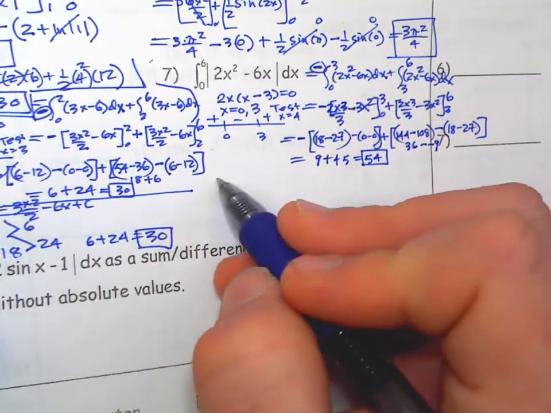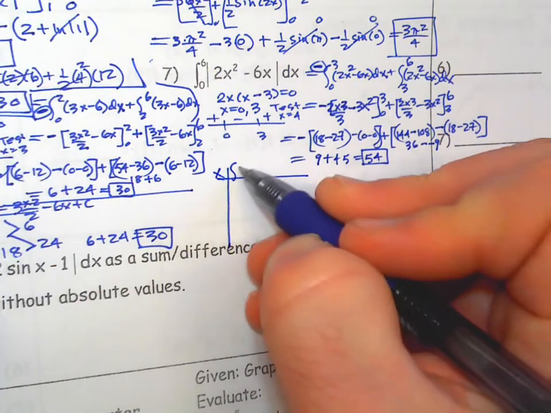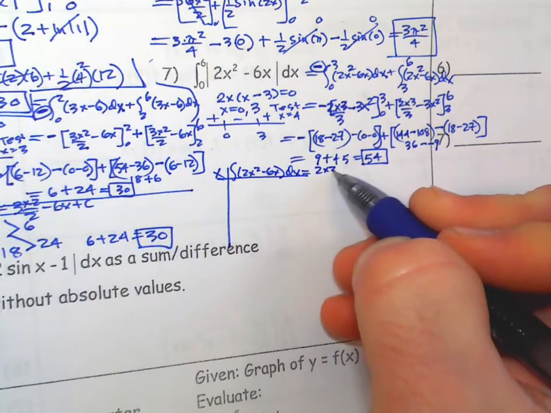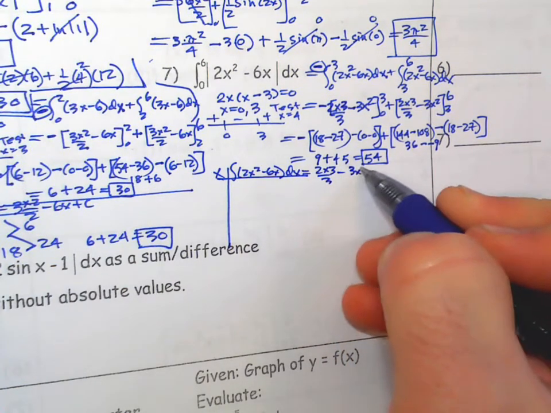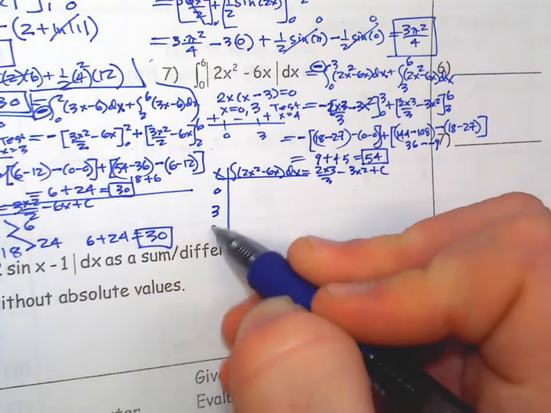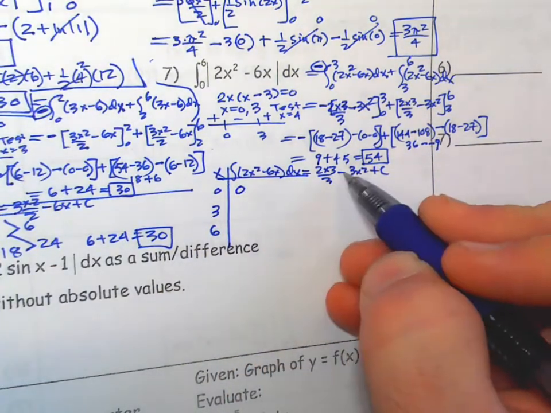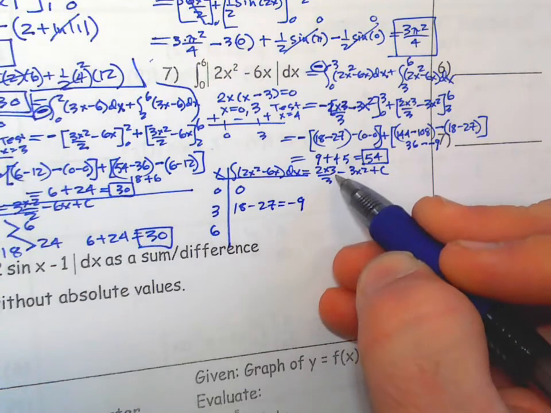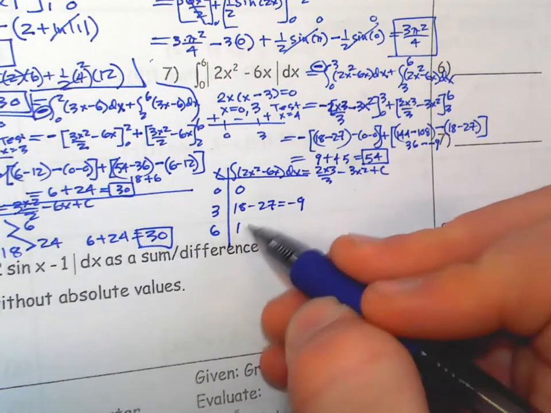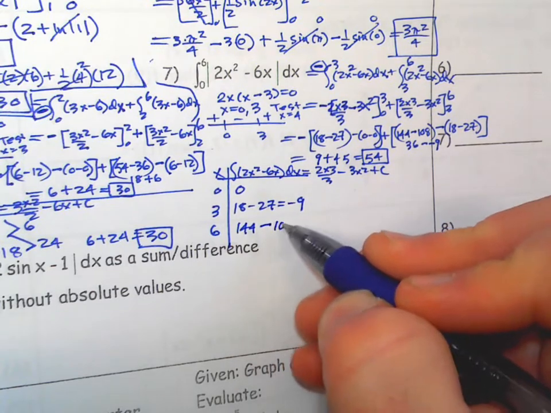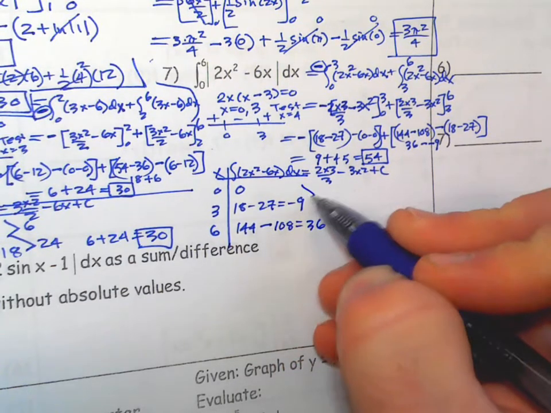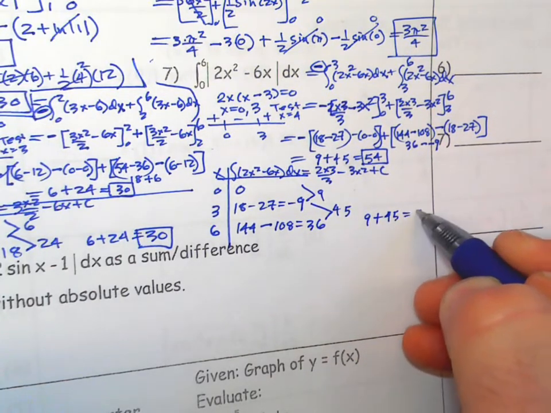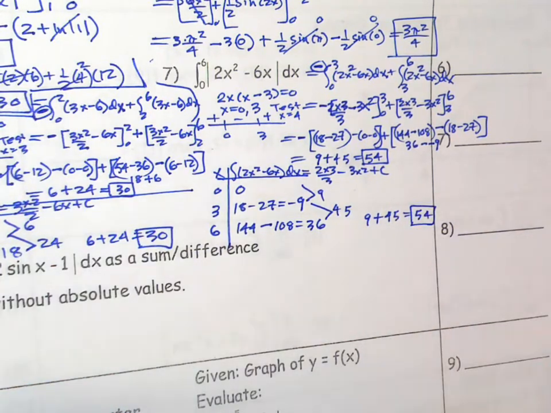Or you could do a table. So the table, you could say, all right, 2x squared minus 6x dx is going to be 2x cubed over 3 minus 3x squared plus c. Plug 0, 3 and 6 in it. If you plug 0 in, you get 0. Plug 3 in, you get 18 minus 27 is negative 9. You plug 6 in, this is kind of a big one, 36. 72, 144 minus 108 is 36. Find the distance between these, add it up, same answer. So table is nice as long as you know how to use it.